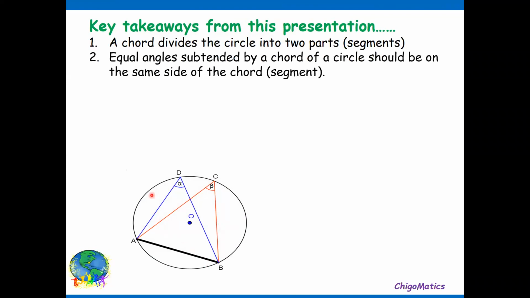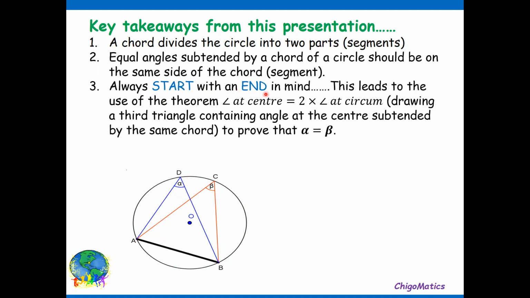Key takeaways: a chord divides the circle into two parts or segments. Equal angles subtended by a chord of a circle should be on the same side of the chord, that is, the same segment. What it means is we are considering this chord, and the angles we are comparing to say they are equal are on the same side of the arc, starting from here, going right round up to this. If we are to consider this small arc, then the angle should be seen to be subtended by the same arc.